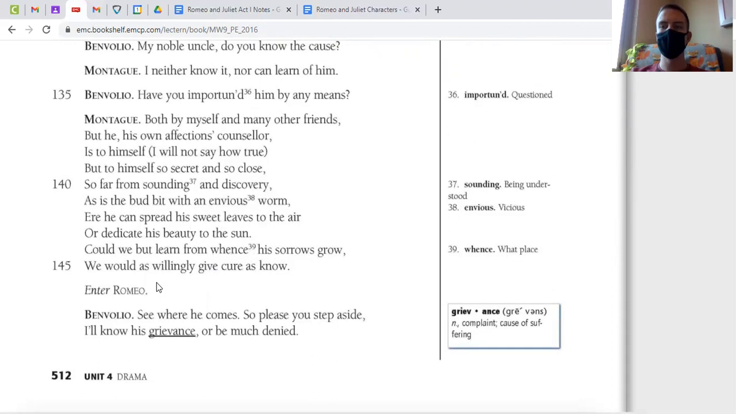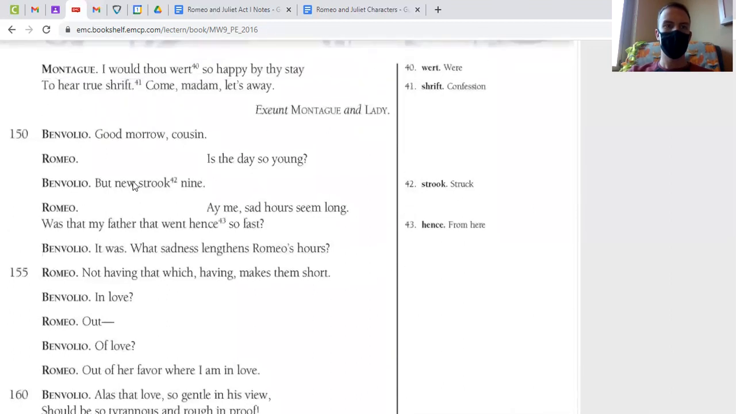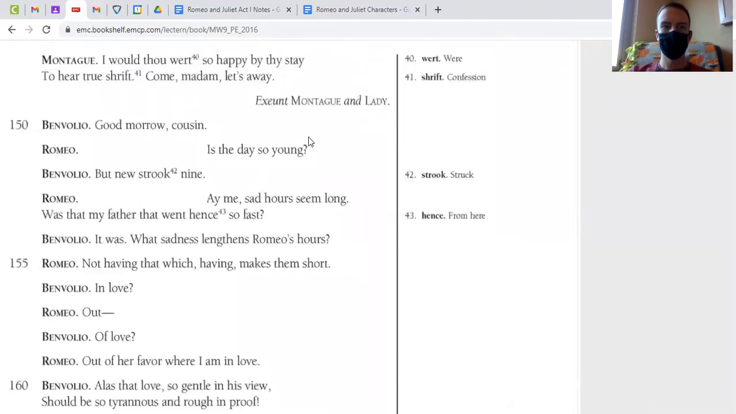And then Romeo comes in on the side, and Benvolio says, there he is. I'll go ask him what's wrong. All right. Montague says, thank you. They leave. So now it's just Benvolio and Romeo on the stage. Benvolio is his cousin. So he says, good morrow, cousin.